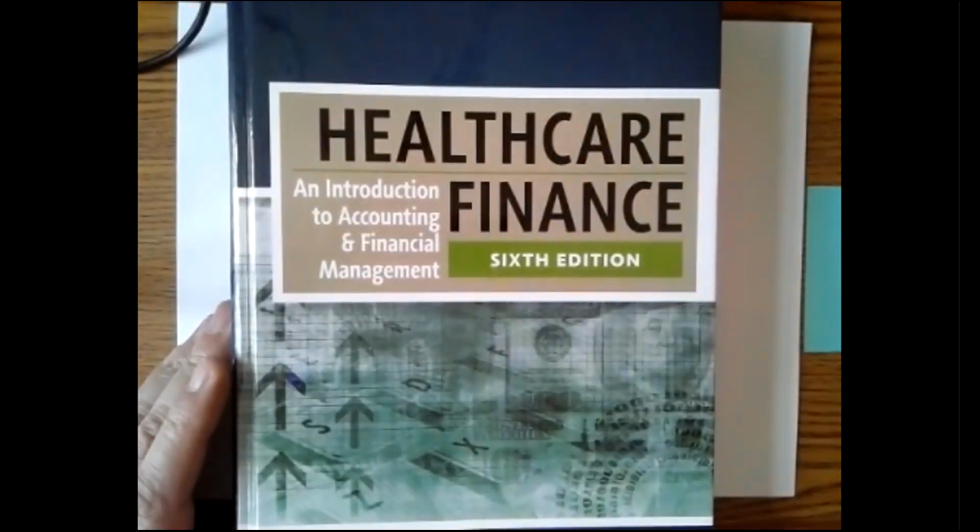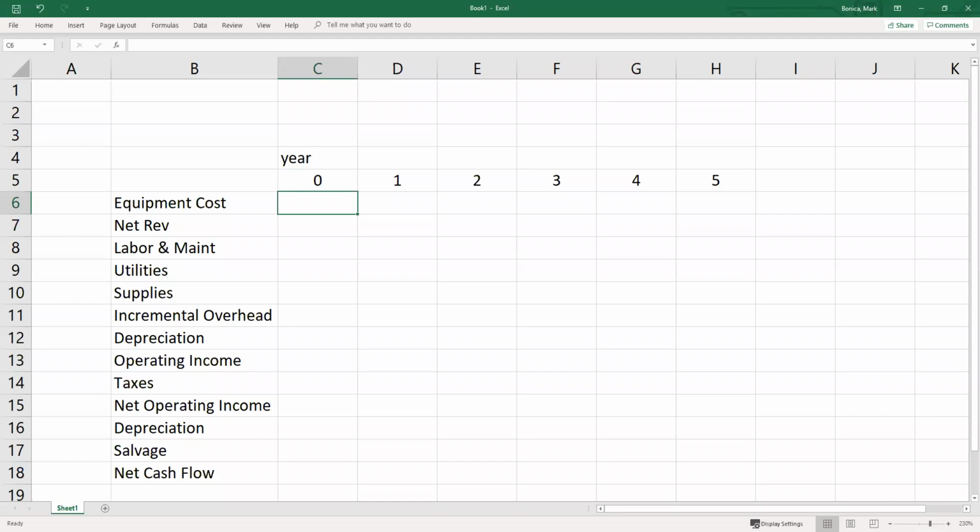This video will work through problem 14.7 of Gapenski's Healthcare Finance, 6th edition. Given that this is a somewhat lengthy calculation to do by hand, I'm going to do it in Excel. You could still do it by hand, and that would be fine. And for my students, you might have to do this by hand on an exam, so you need to understand what you're doing.